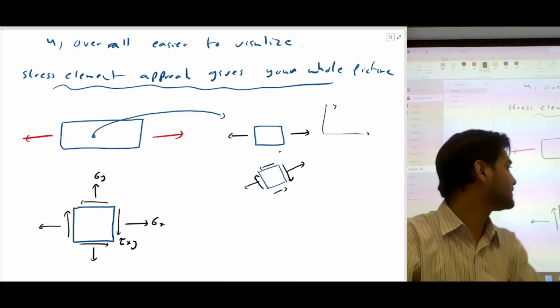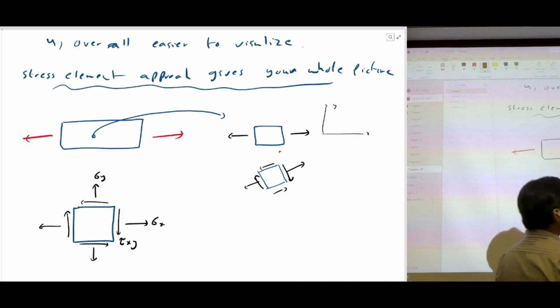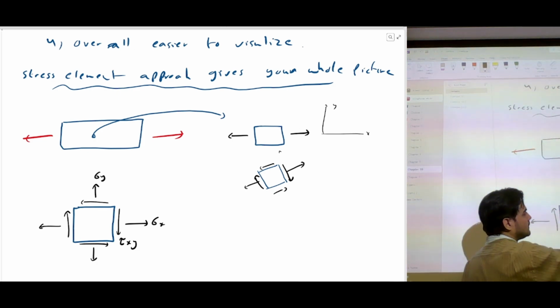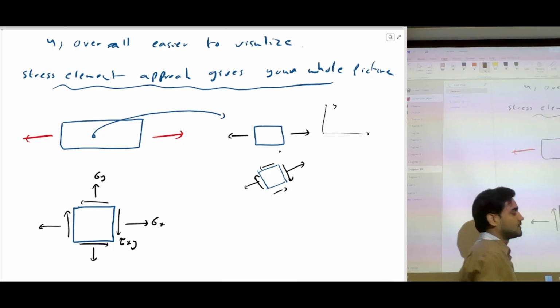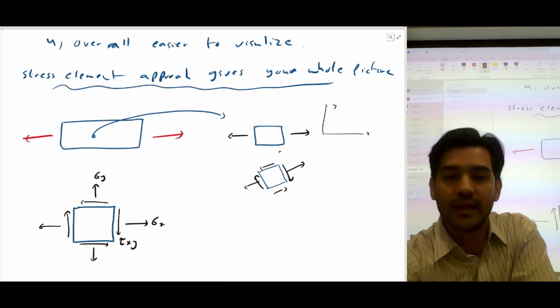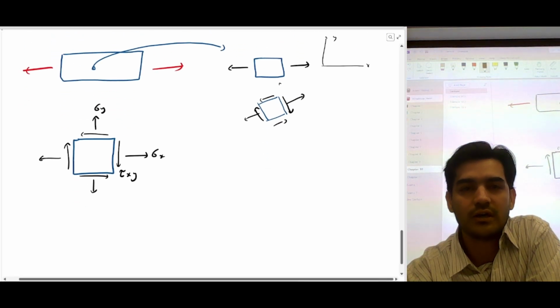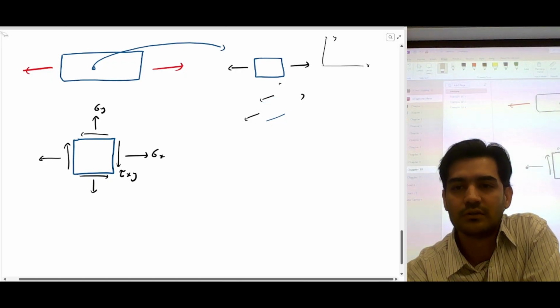Once we have this stress element, we need to figure out that when we rotate it, of course, these stresses will change, right? Because it depends on the coordinate system we are looking at. So we need equations that we can use to come up with new stresses where the stress element is rotated. These equations are called transformation equations.